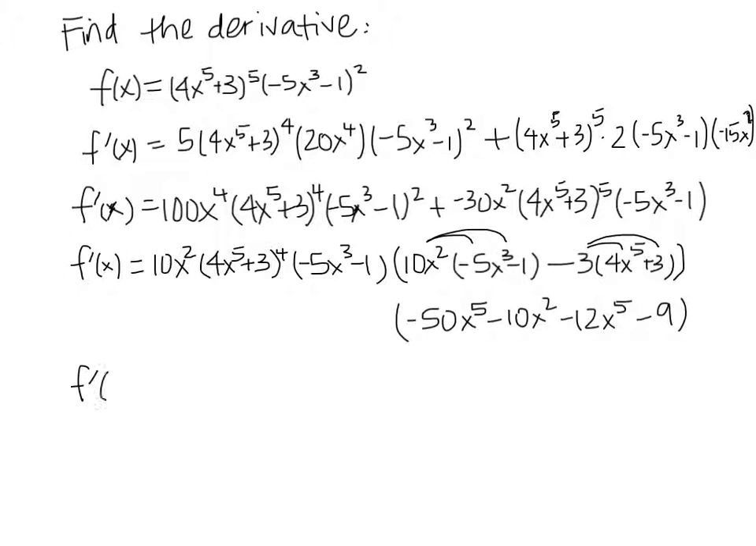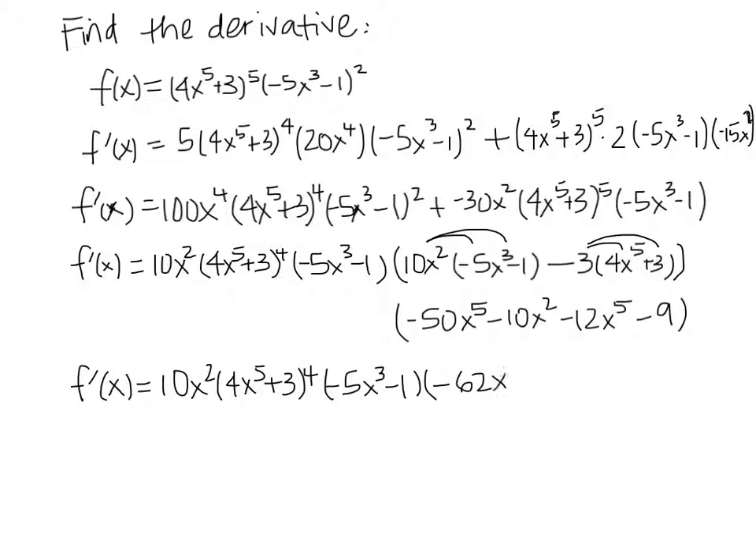Okay. So my final answer, 10x squared times (4x to the 5th plus 3x to the 4th) times (negative 5x cubed minus 1). How many x to the 5th do I have? Negative 62x to the 5th minus 10x squared minus 9.